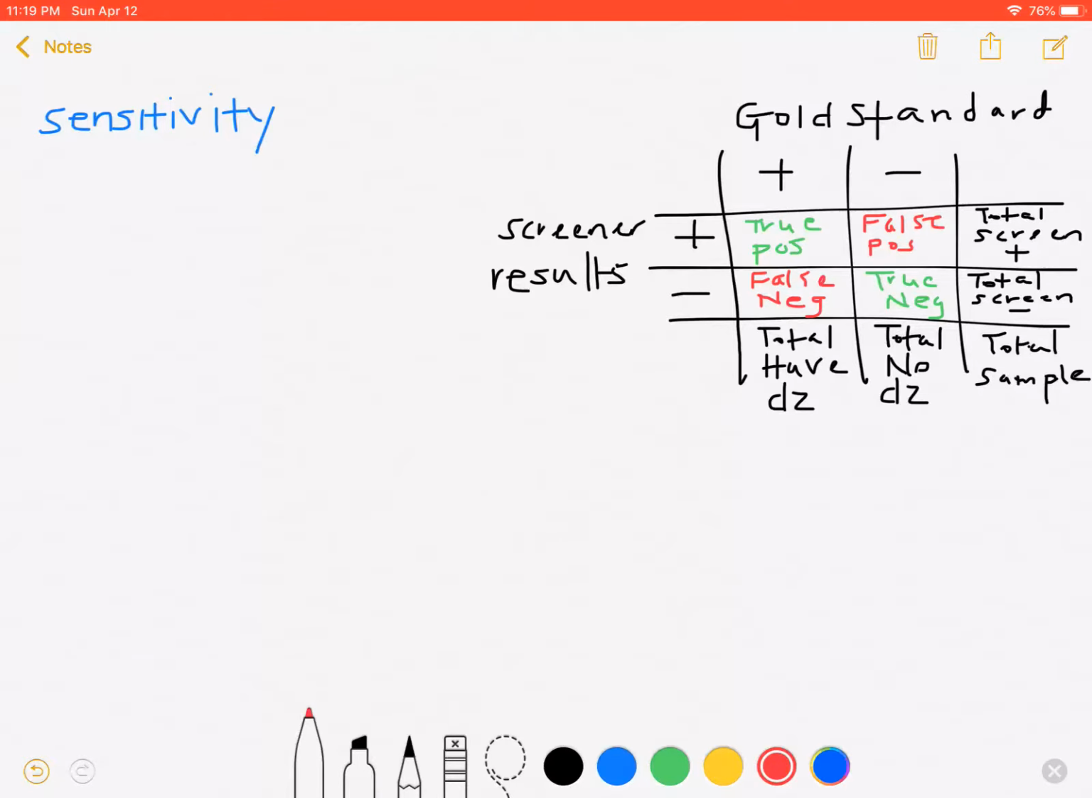There are several different statistics you want to calculate in order to establish the validity of your screener. The very first is sensitivity.